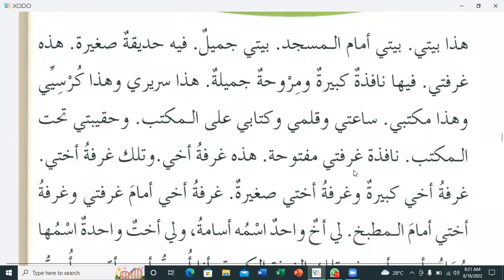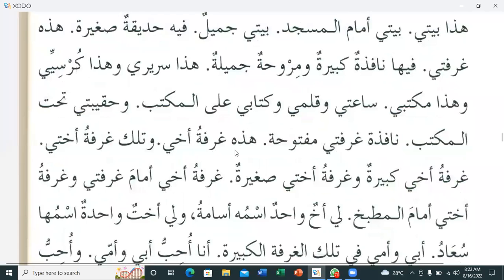Nafidatu ghurfati maftuhatun. Nafidatun, window. Ghurfati, of my room. Maftuhatun, open. Nafidatu ghurfati maftuhatun, that means the window of my room is open.